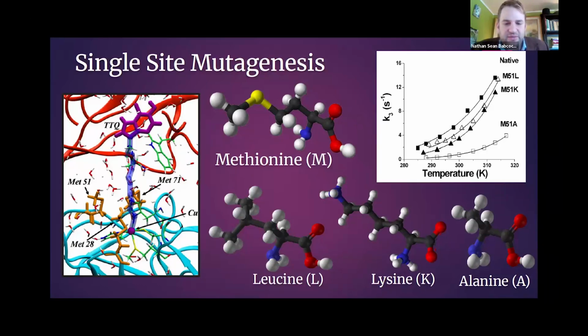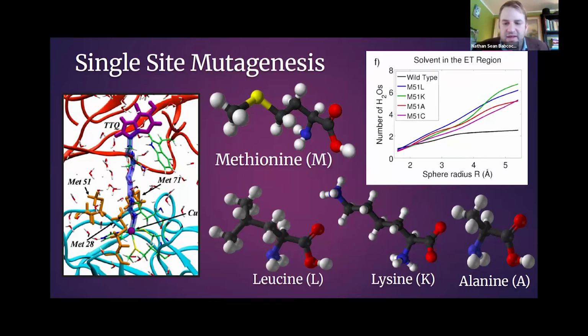They took a single amino acid residue, in this case a methionine residue, which you can see on the left-hand side, methionine 51, and removed it, replacing it with a leucine, lysine, or an alanine amino acid instead. And they found, if you look at the right figure with K3 as the electron transfer rate measured in their experiment versus temperature, that in all cases of the mutation the electron transfer rate went down. In the case of the methionine to alanine, M51A mutation, the electron transfer rate decreased dramatically.